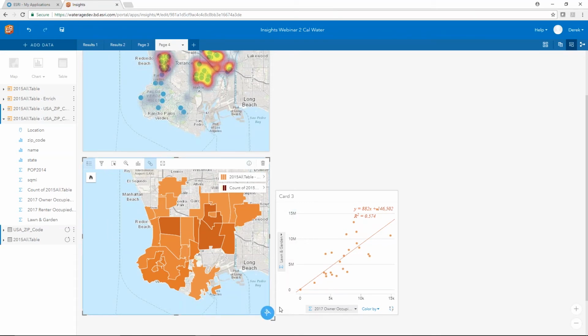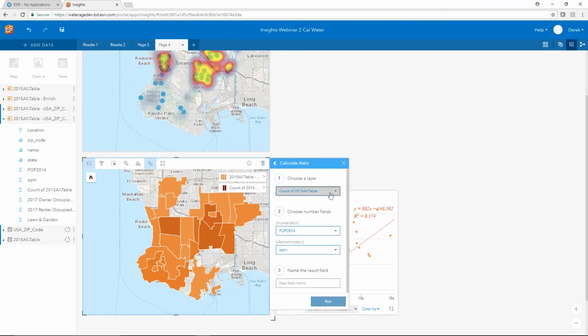So inside of Insights, I'm going to create that ratio on my enriched data of my owner-occupied housing units to my renter-occupied housing units. We're actually going to call that ratio our own rent ratio.